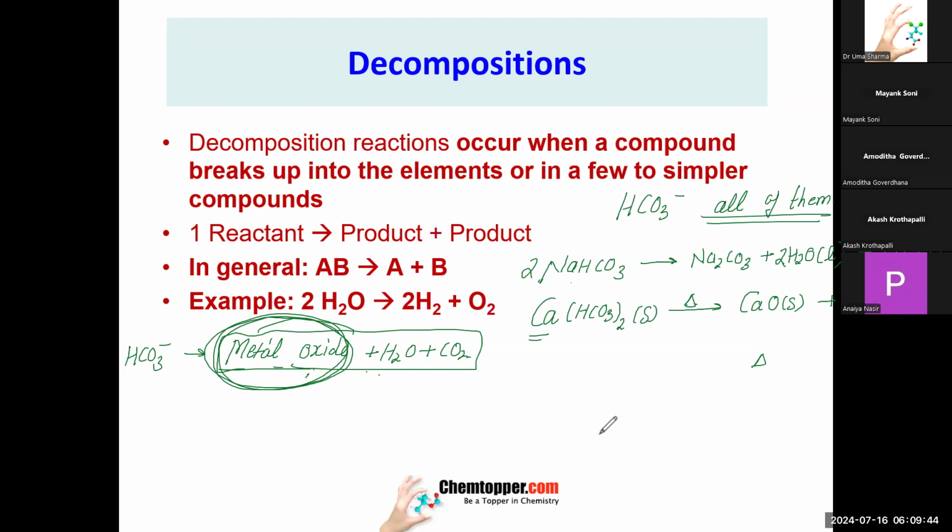Mayank, do one more. Do the decomposition of Fe(HCO3)3 solid, heat it strongly. Remember, this is the general equation: metal oxide, water, and CO2. Take care. What is the charge on Fe? And accordingly, make your oxide.